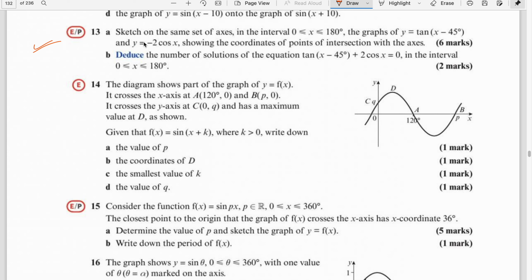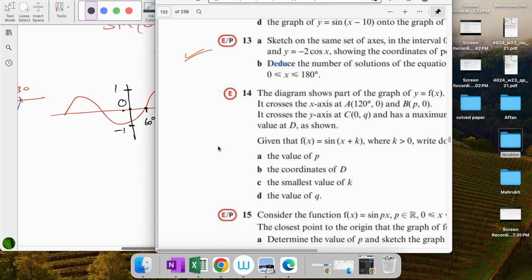Question number 13. Sketch on the same set of axes for the interval 0 to 180 the graph of tan of x minus 45. I need more writing space.